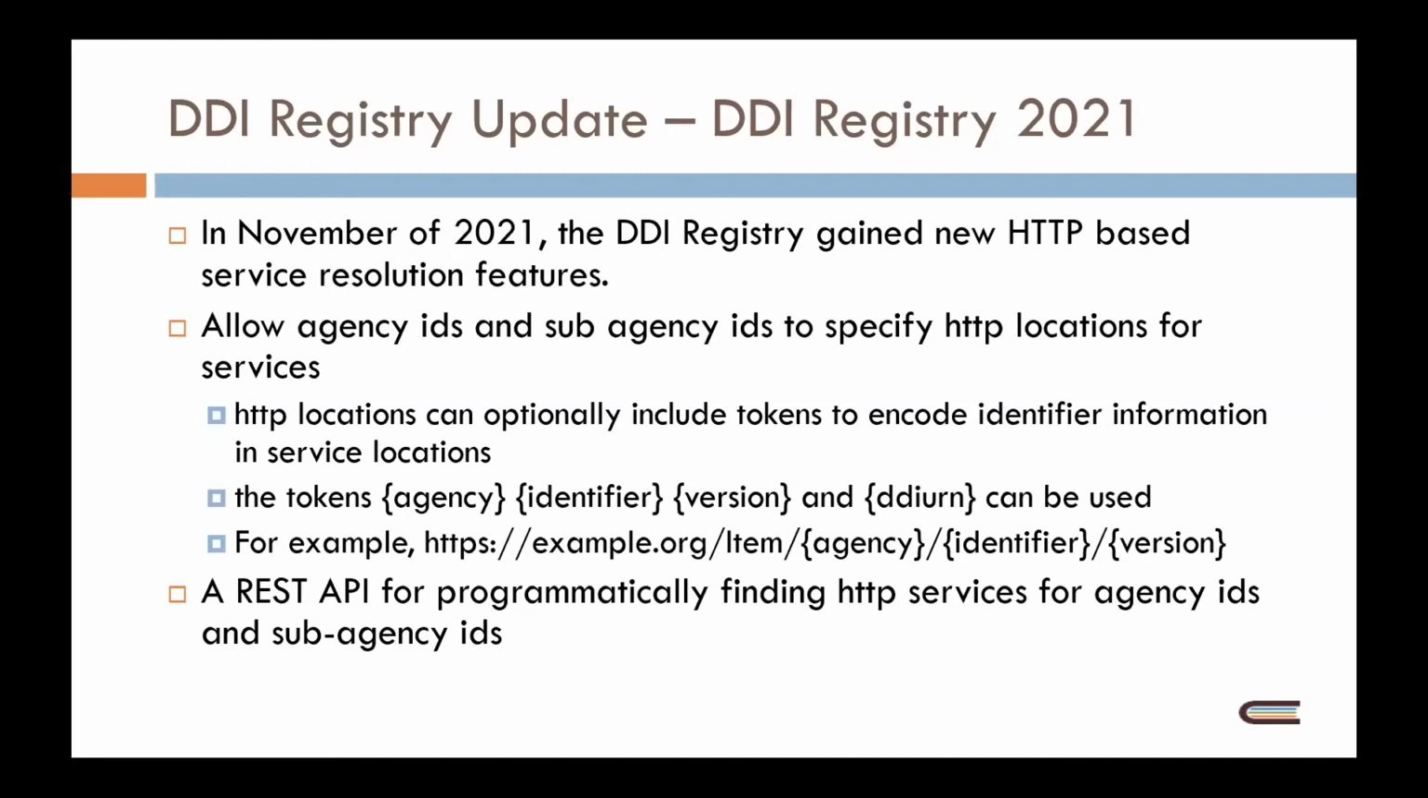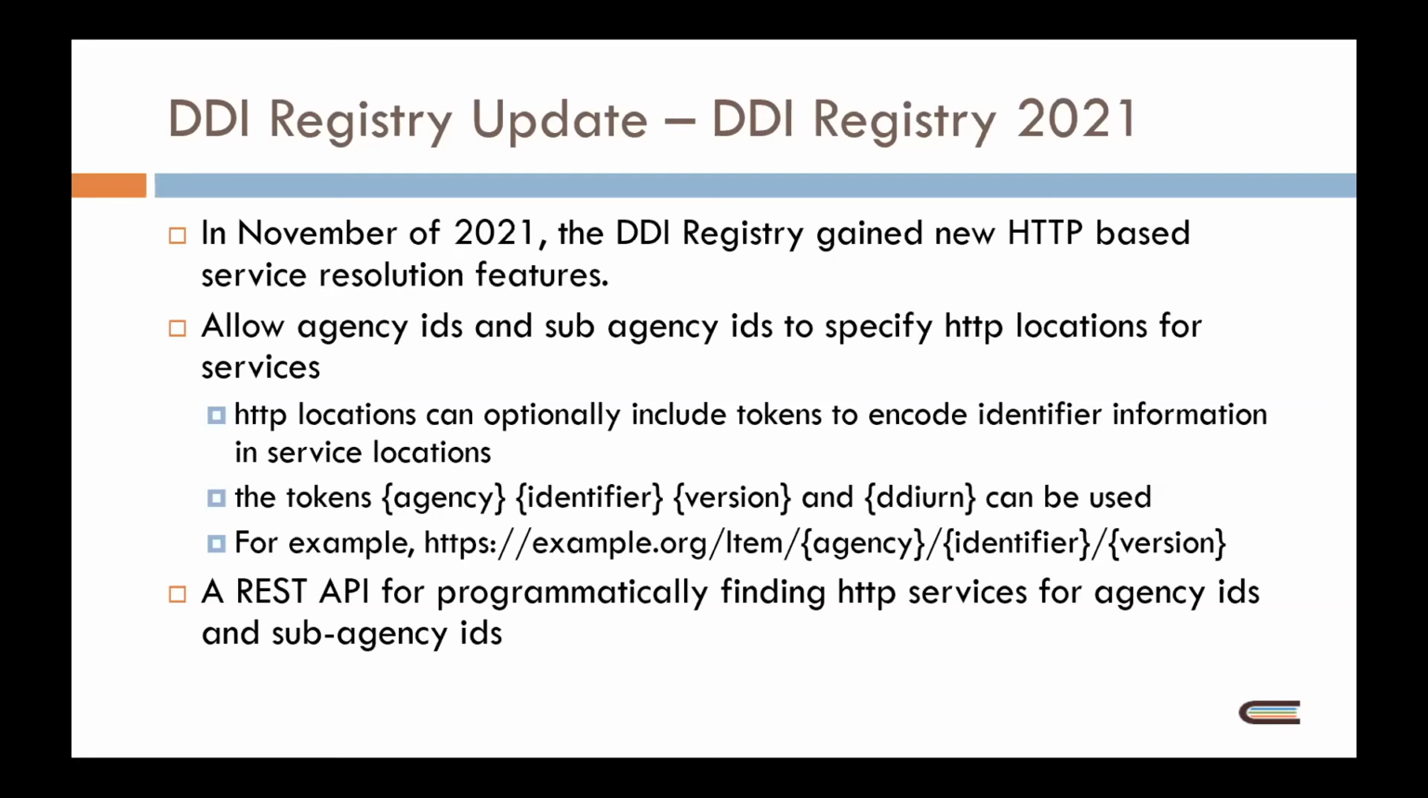So this allows the individual or organization that registered an agency ID to log into the DDI registry, provide HTTP endpoints for services, and then these can be looked up using HTTP by many different programming languages, including JavaScript in the browser. In addition to just providing an HTTP path for a service, the registry also allows using tokens that will be replaced when creating the service path.